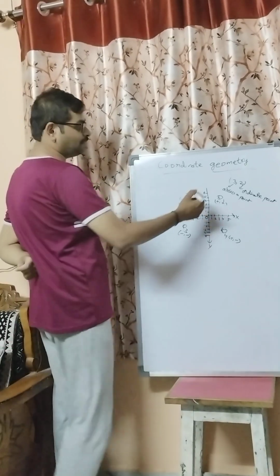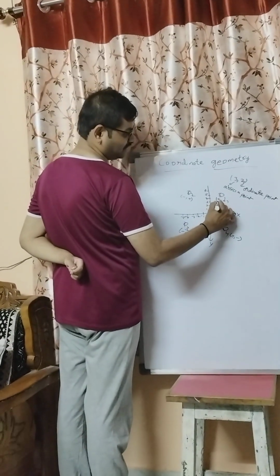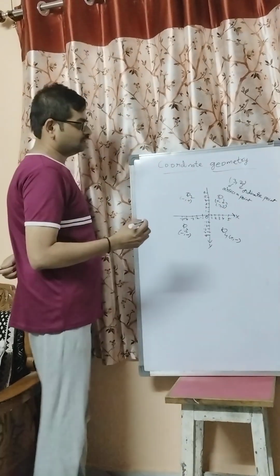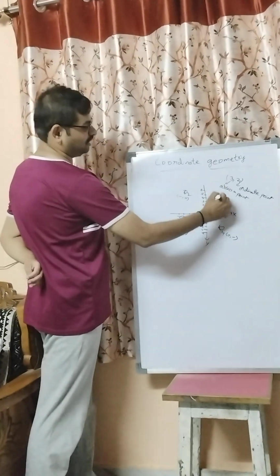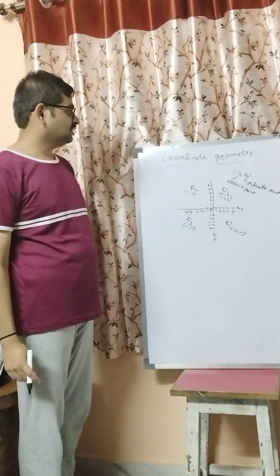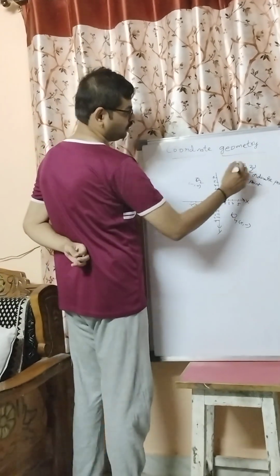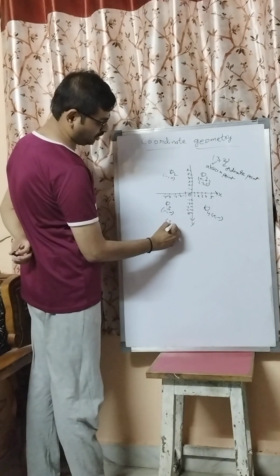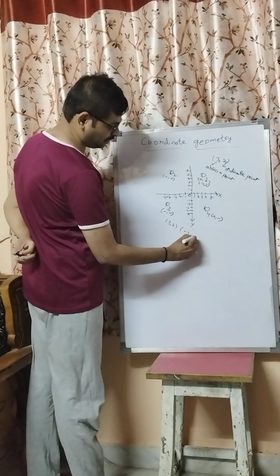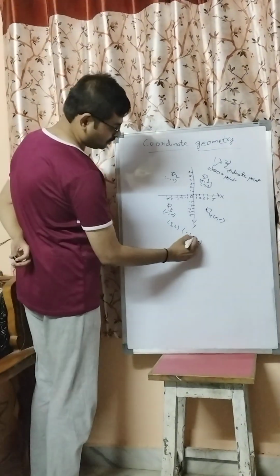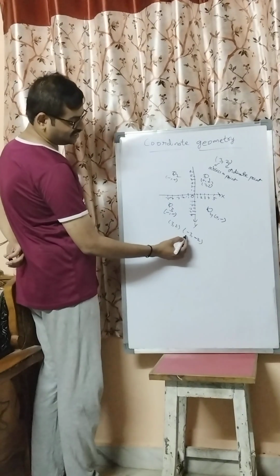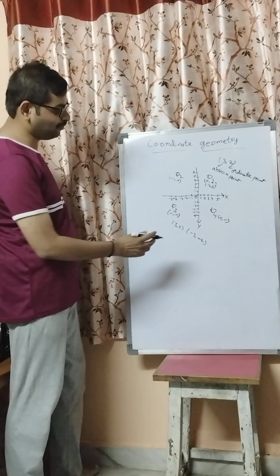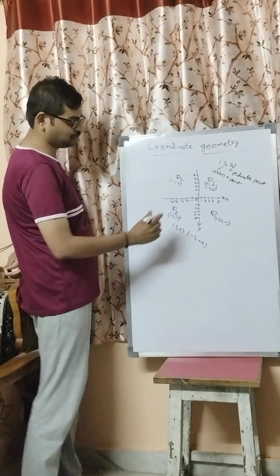So here, (3, 2) lies in which quadrant? That is the first quadrant. Q1 quadrant it lies. So if you take any point (3, 2) or (-3, -2), then (-3, -2) lies in which quadrant? Q3 quadrant. How to find the distance between both these points?